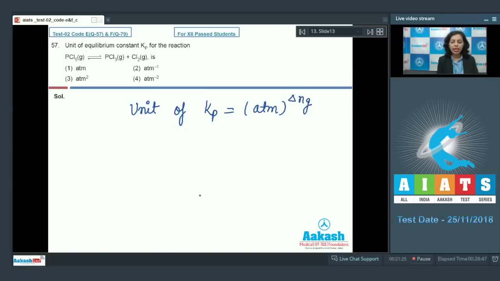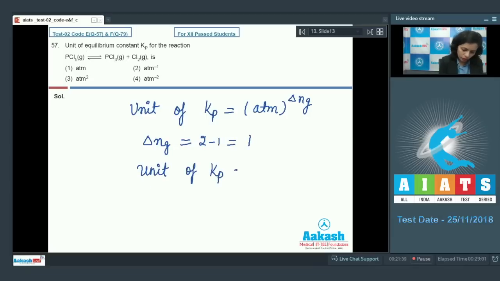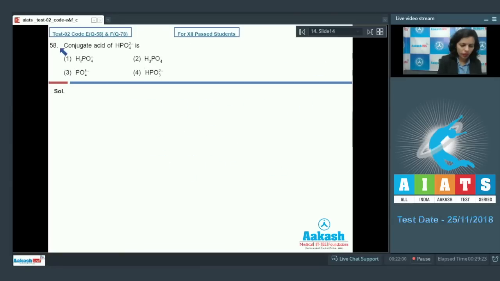And the simple question is there. You can easily find out this value of delta Ng. That would be 2 minus 1, that is 1 only. So what would be the unit of Kp? That would be atmosphere only, ATM. And that's why option 1 is correct for this question. And after this, it's a turn for question number 58.